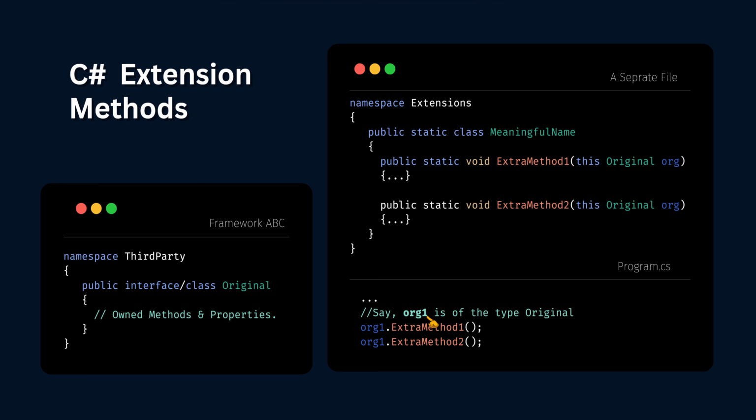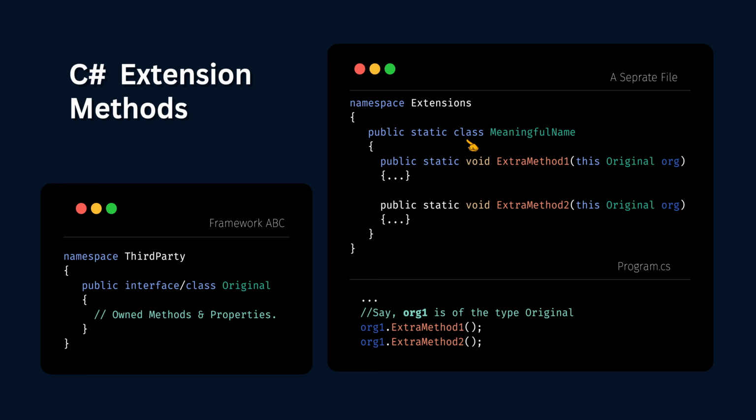Say we have an object org1 which is of the type Original, that is from this framework here, ABC. Now using C# extension methods, we have added these two methods into the type Original. Now let's see how it is done.